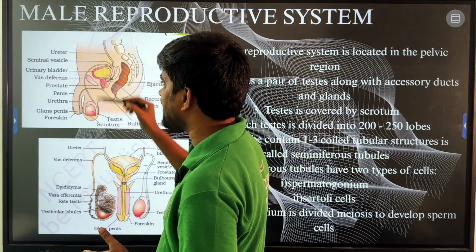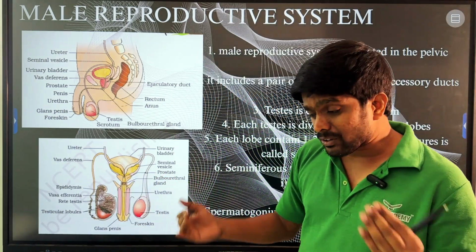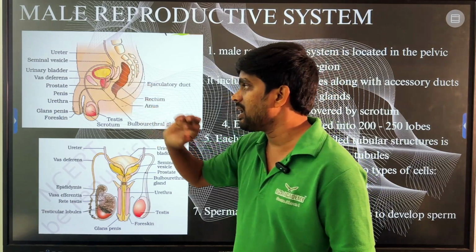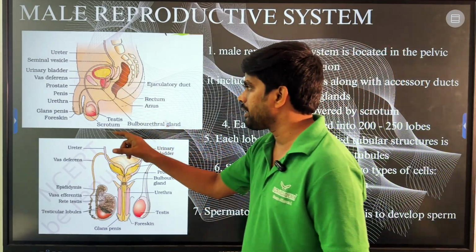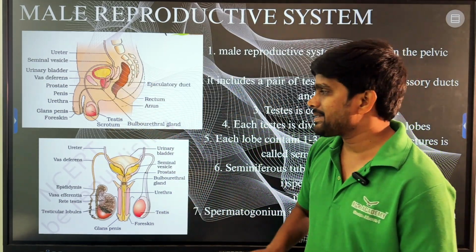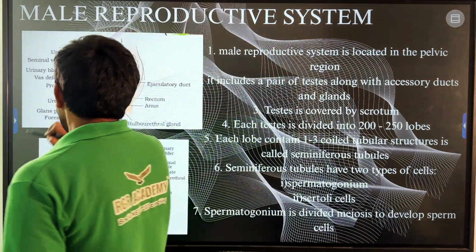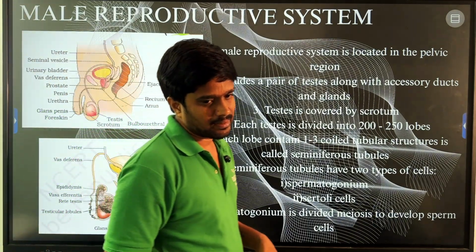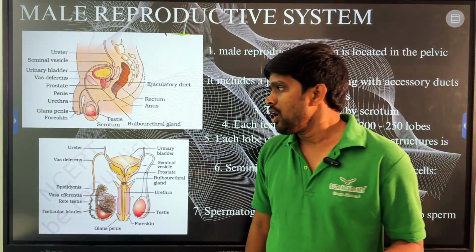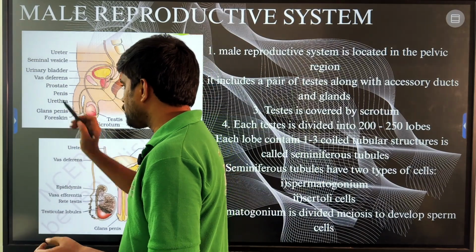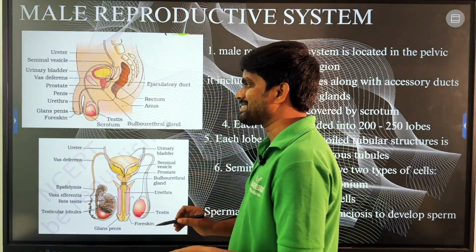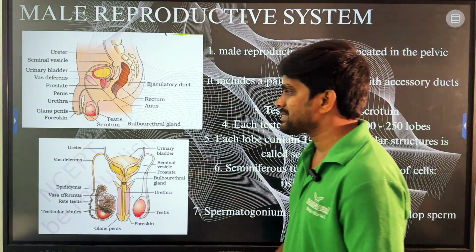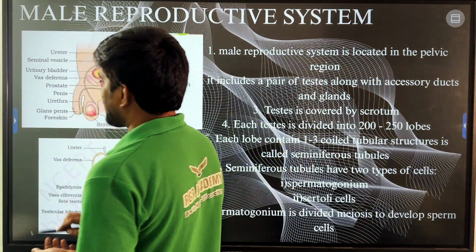The vasa deferentia are two parallel ducts, and they unite to form a common duct along with the ducts of the seminal vesicles. The duct is called the ejaculatory duct. The ejaculatory duct opens into the urethra. The urethra is commonly known as the urinogenital duct, the common passage of urine and semen. The urethra opens to the exterior; the opening is called the urethral meatus, in the male external genital organ, the penis.